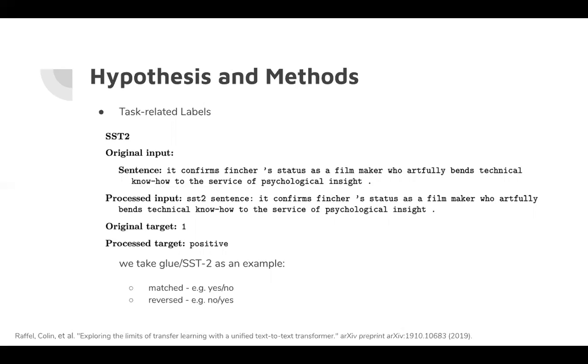We take SST2 from GLUE as an example. The processed target is positive or negative. The labels we tried are yes or no, and no or yes.